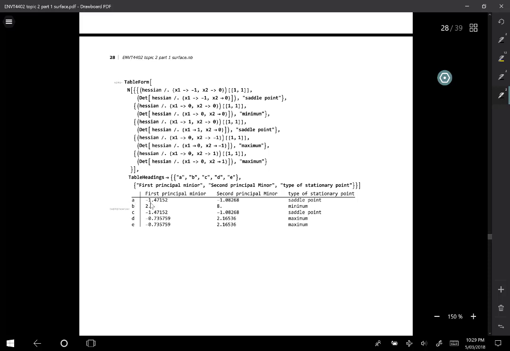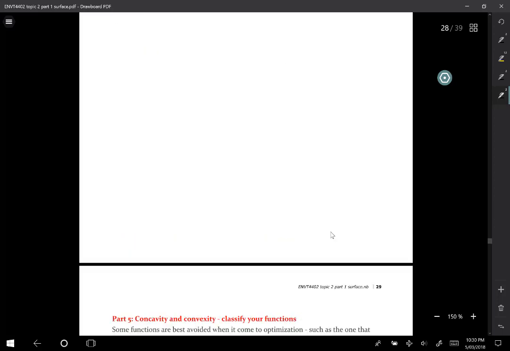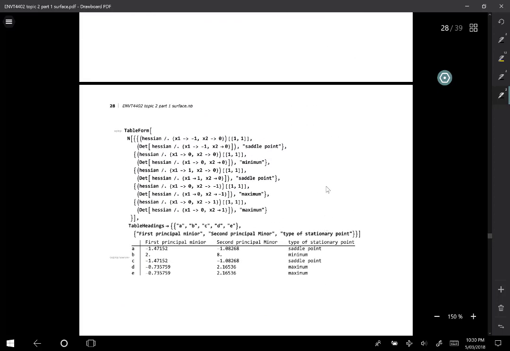Then you'll see that point A is identified as a saddle point because both the first term and the second term are negative. For it to be a maximum, this term would have to be positive. Point B is identified as a minimum because both of these are positive. Point C is identified as another saddle point. In fact, it's identical to the first one because both are negative, and then D and E are identified as maximums.